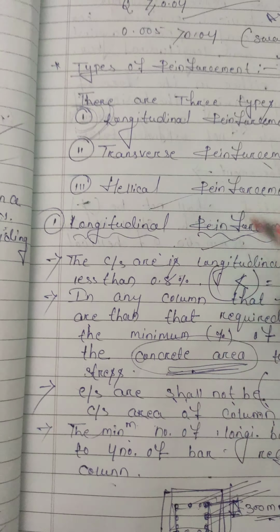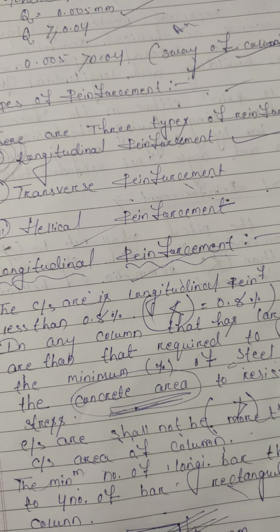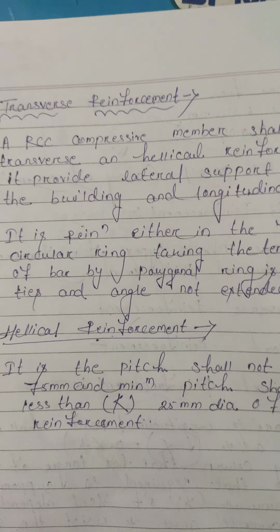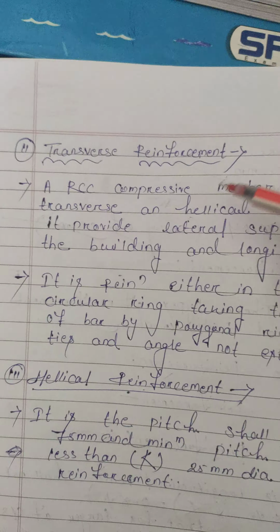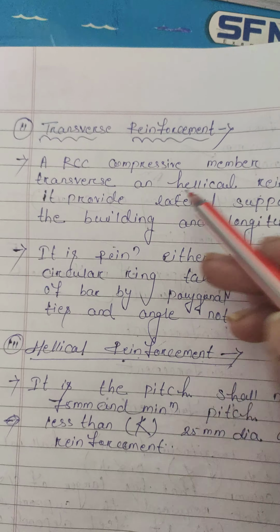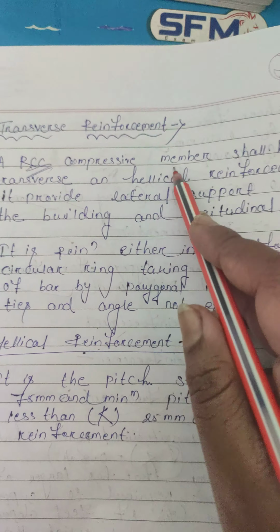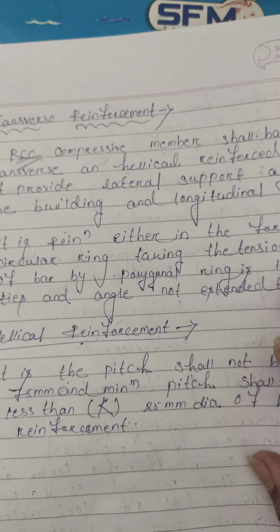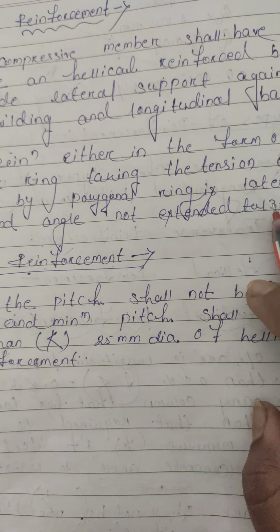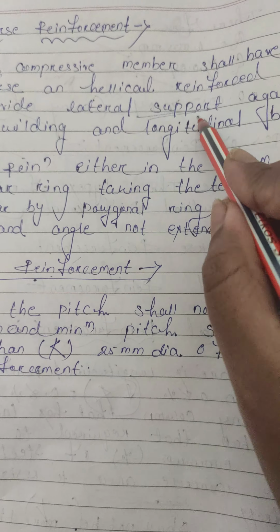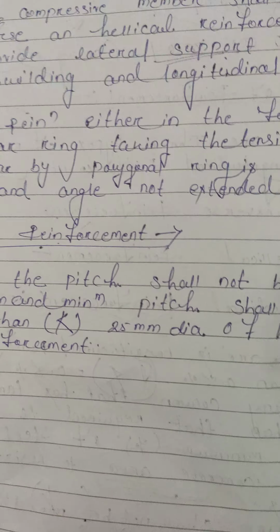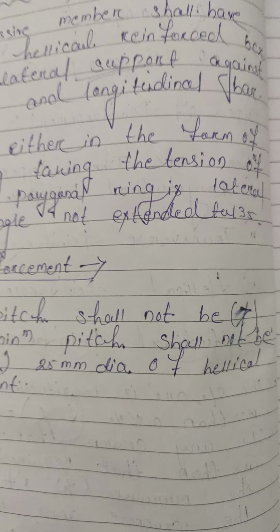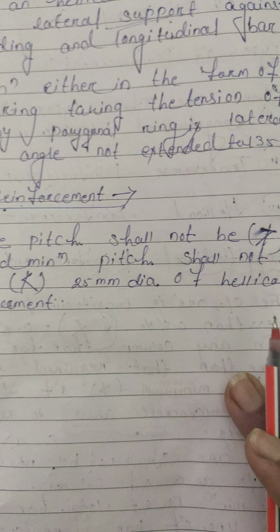The second topic is the transverse reinforcement. The transverse reinforcement is for the RCC compression member, reinforced cement concrete. An RCC column as a compression member shall have transverse and helical reinforcement. It provides only lateral support to the longitudinal bars, whether the building is for commercial or residential purposes. Only lateral support is known as the transverse reinforcement.